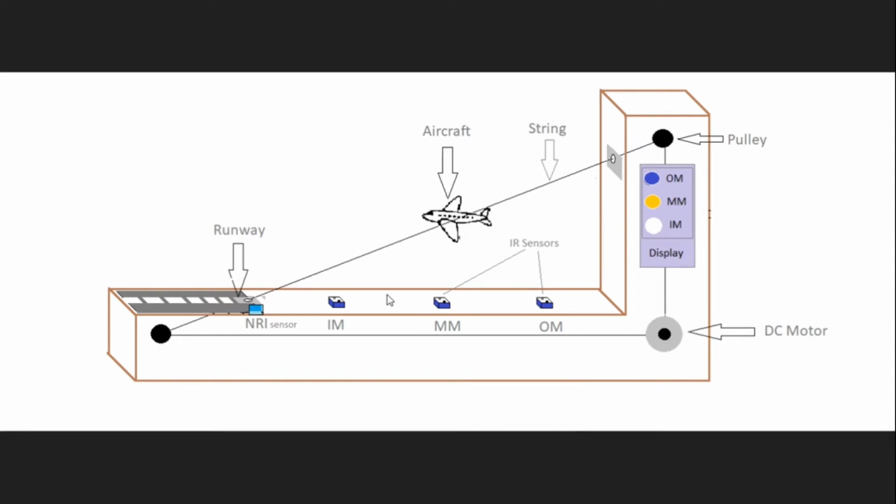And in this project I have installed 3 IR proximity sensors as outer, middle and inner markers and a 4th sensor for the no-return indication, because no indications are required while the aircraft returns to its initial position. In the display, to get the visual signals, I have installed 3 LEDs for outer, middle and inner marker and a speaker for receiving audio signals.